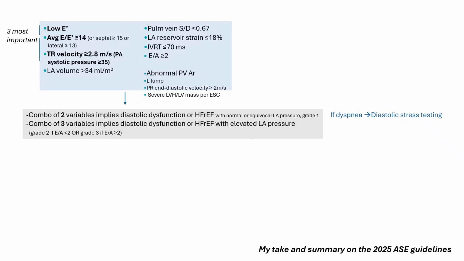This is again my summary take on the 2025 ASE guidelines, the three most important features and all the other features listed here. A combo of two variables implies diastolic dysfunction or systolic heart failure with normal or equivocal LA pressure, such as a grade 1 diastolic filling. A combo of three variables implies diastolic dysfunction or systolic heart failure with elevated LA pressure, grade 2 if E to A is less than 2, or grade 3 if E to A ratio is more than 2.